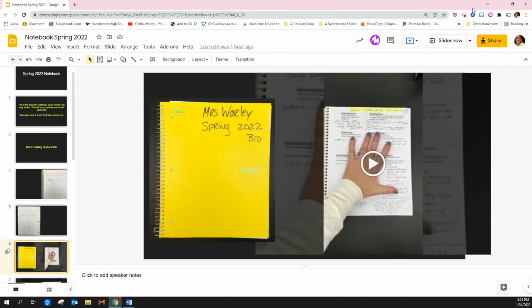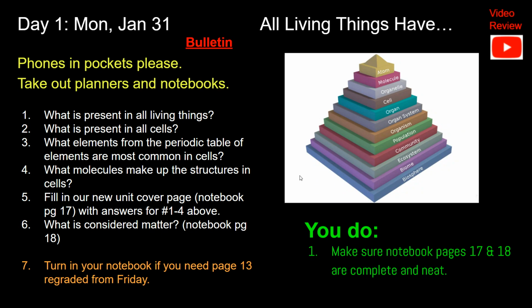So let's get rid of this and go back to our agenda. So we filled in our page 17 with our unit cover page and all of the details, the answers for these questions. And then we considered what matter was. I also, during class time, asked for any students who had made upgrades to their page 13 over the weekend to show me their work so I was able to upgrade it in the gradebook. So there's no additional homework other than to make certain that page 17 is complete and beautiful and organized and that 18 got started. We might have to finish that tomorrow on Tuesday.